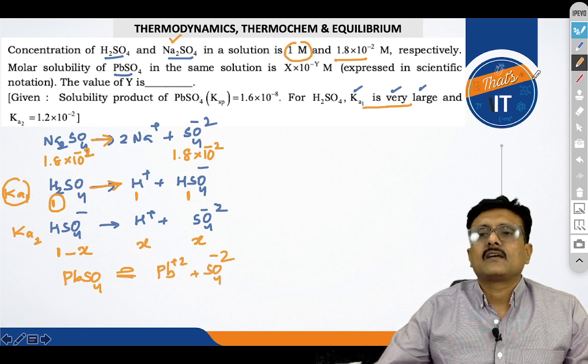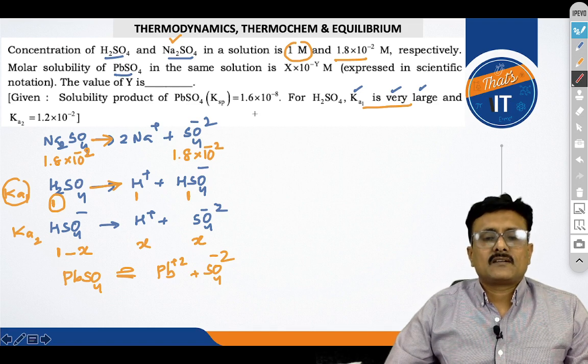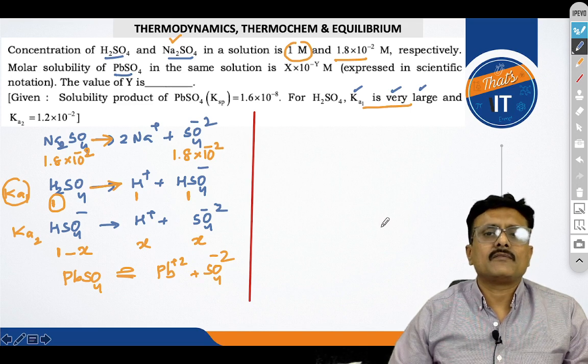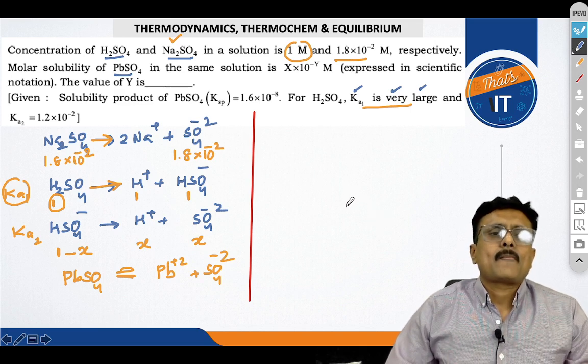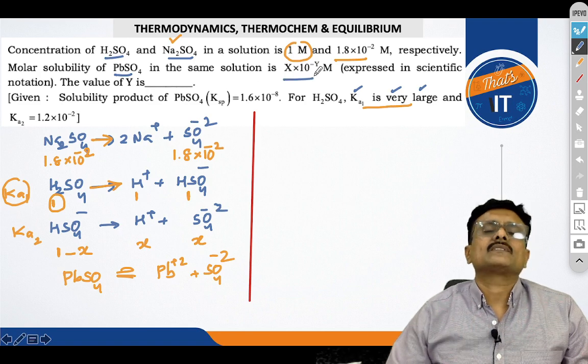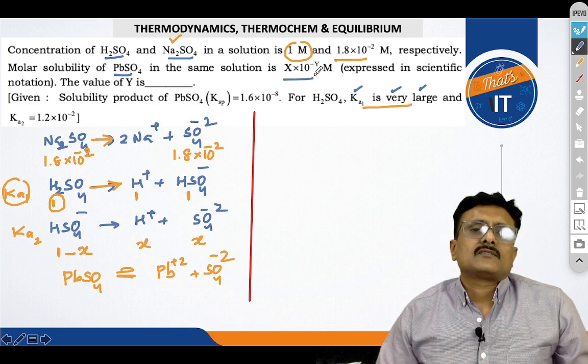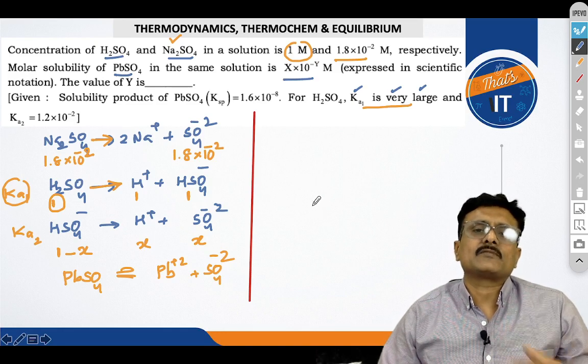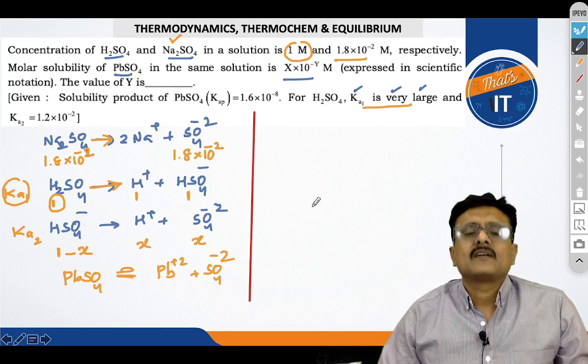This one, isn't it? Now we are solving the question to find out the concentration of what? You can see the question, right? The question clearly says that the solubility of PbSO4, that is the concentration of this sulfate ion, is actually X into 10 power minus Y. You need to find the values of X and Y.